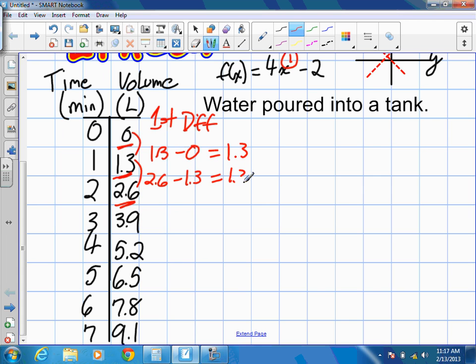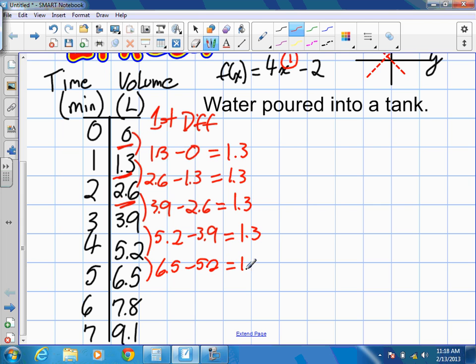And we're going to test this out. We have to make sure this happens all the way through. If it doesn't at certain points, depending how far off they are, it may not create a linear equation. So we try the next one. 3.9, subtract 2.6. We're going to get 1.3. Next one, 5.2 minus 3.9, 1.3. 6.5, subtract 5.2, 1.3. And lo and behold, 1.3.